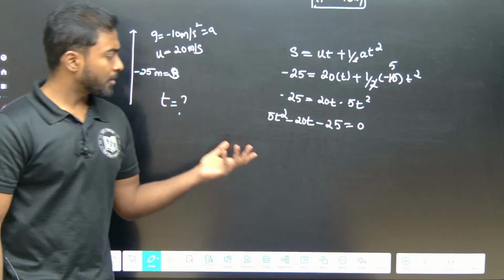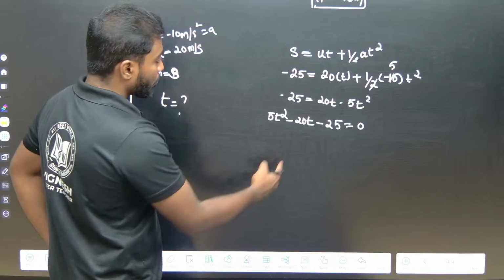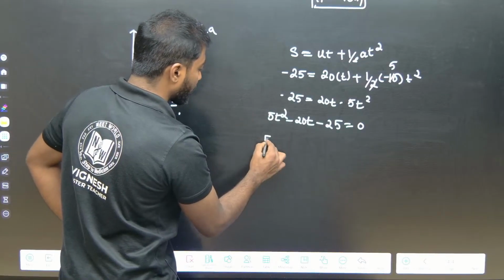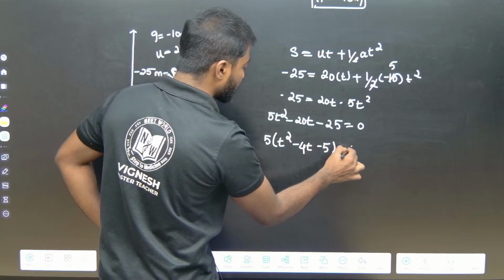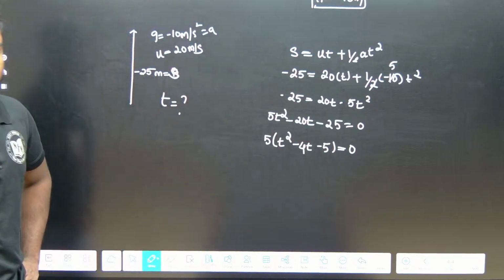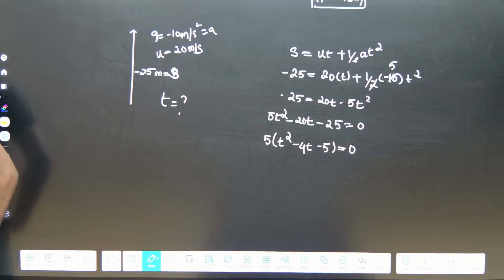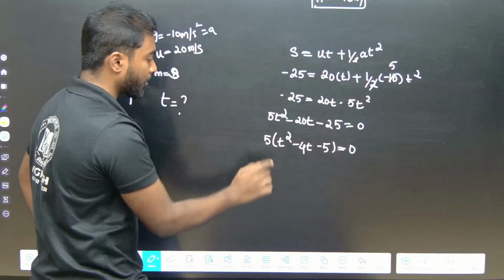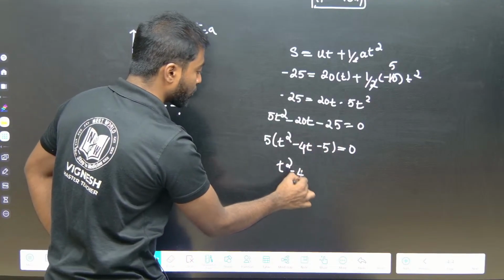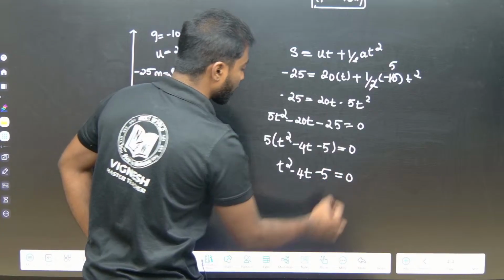Done? It will be equal to 0. So I can take 5 commonly outside: t square minus 4t minus 5 will be equal to 0. Any doubt in this? If you take 0 by something, it will be 0 only. So t square minus 4t minus 5 will be equal to 0.